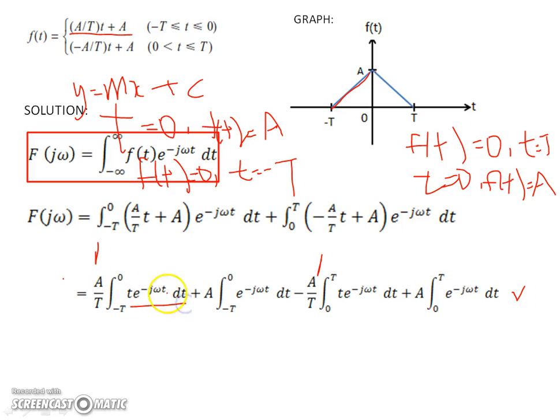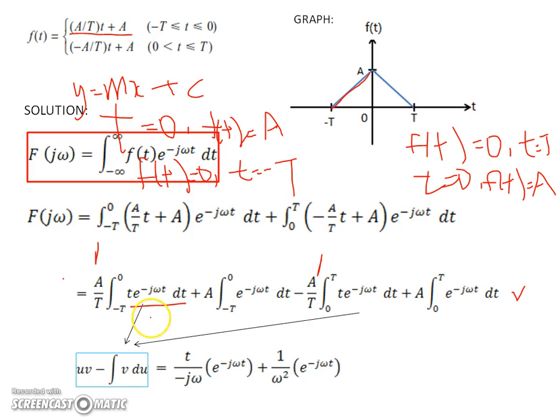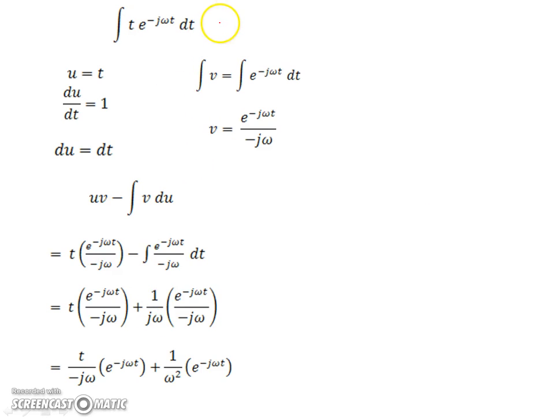So for the integration of t times exponential negative j omega t dt, we can solve the integration by parts, by uv minus integral v du. So this is basically the integration by parts for the integral t exponential minus j omega t dt. By using the LIATE, that is log, polynomial, exponential and trigonometry, we can assume that u is equal to t, and dv is exponential negative j omega t dt.